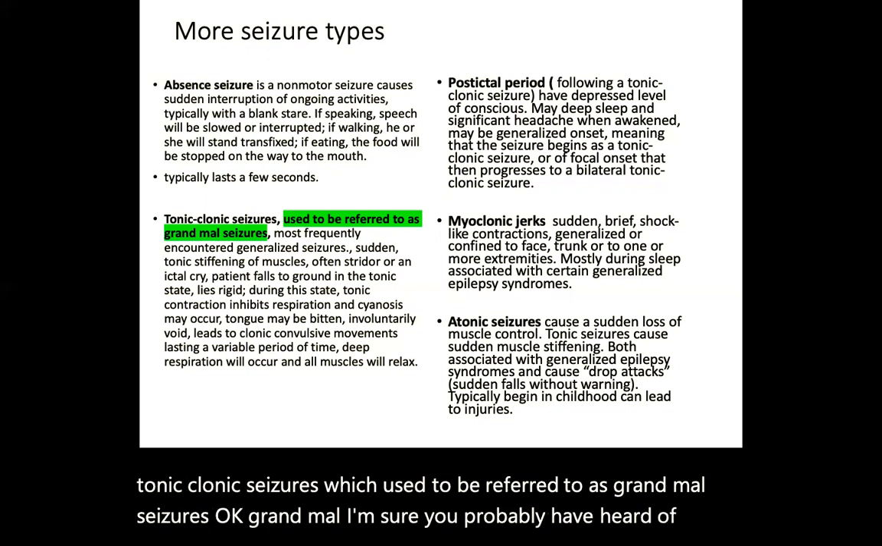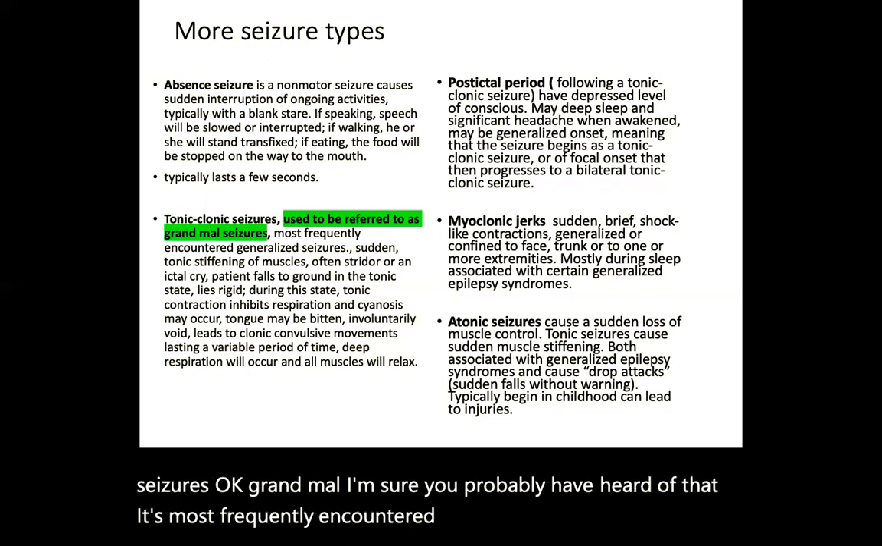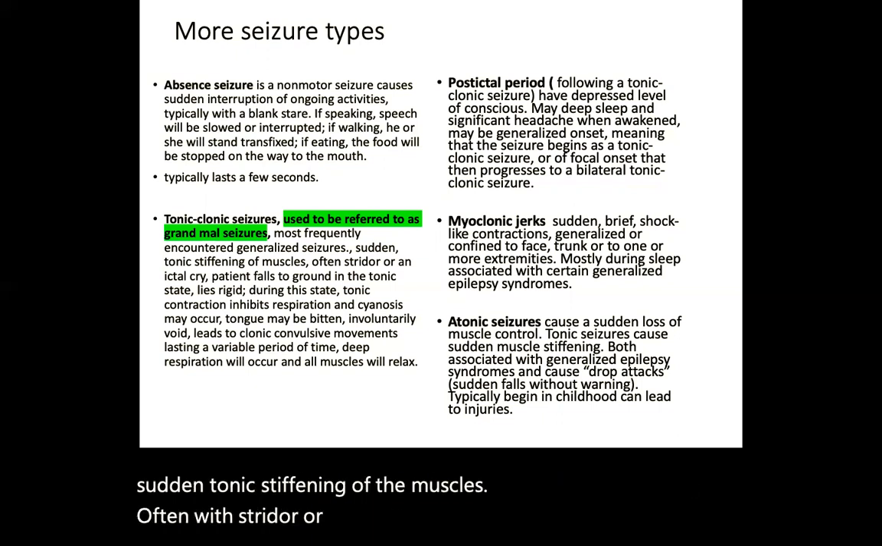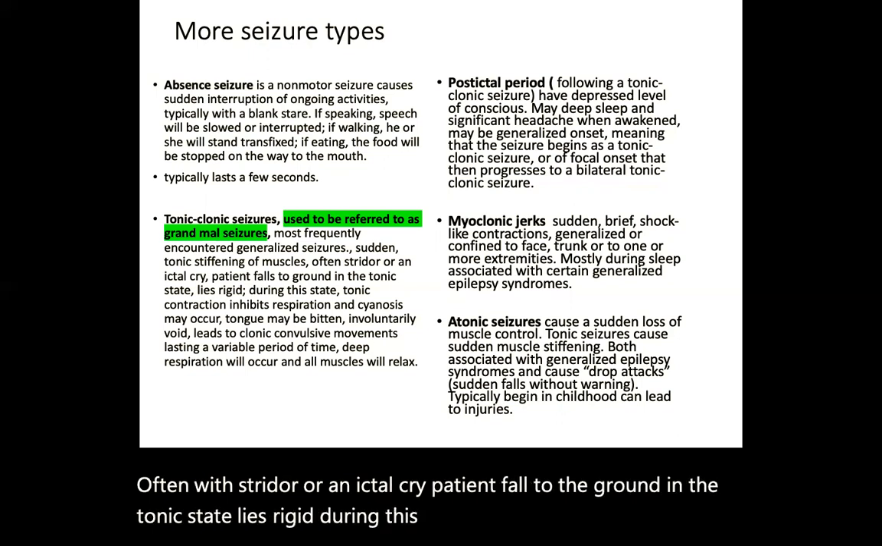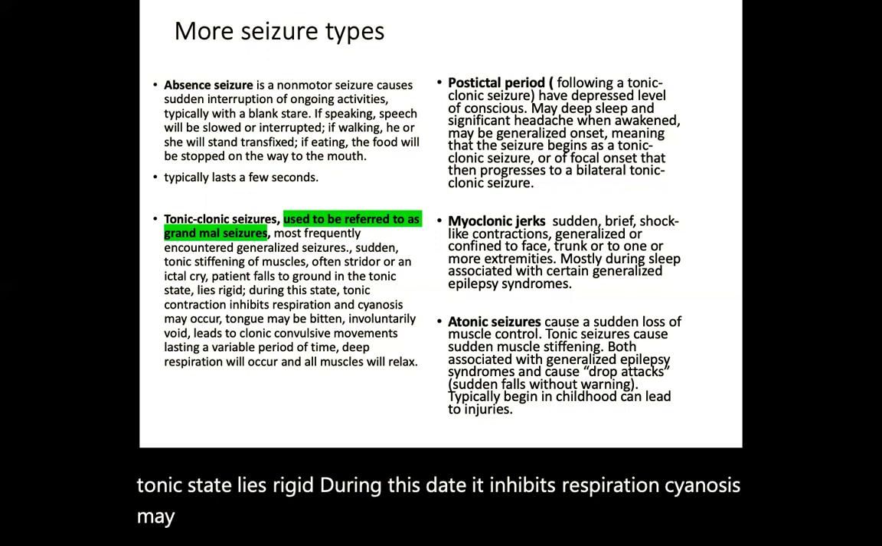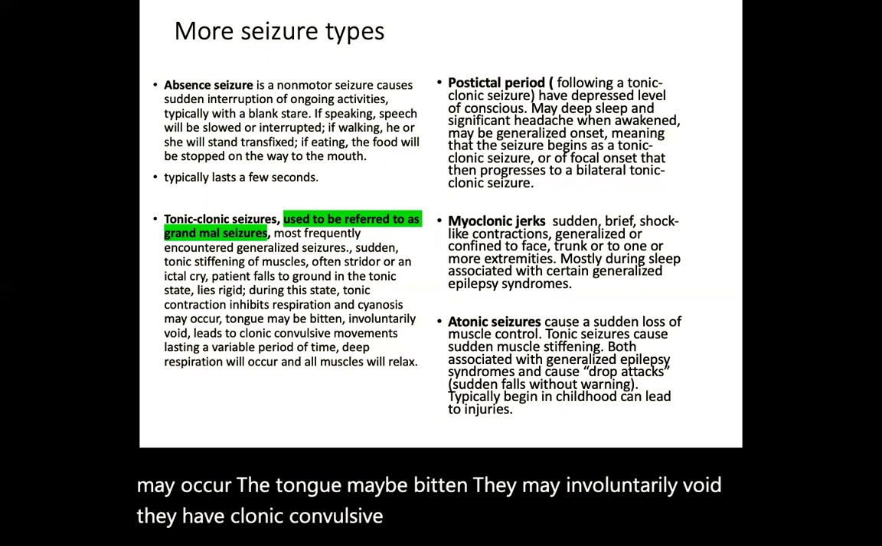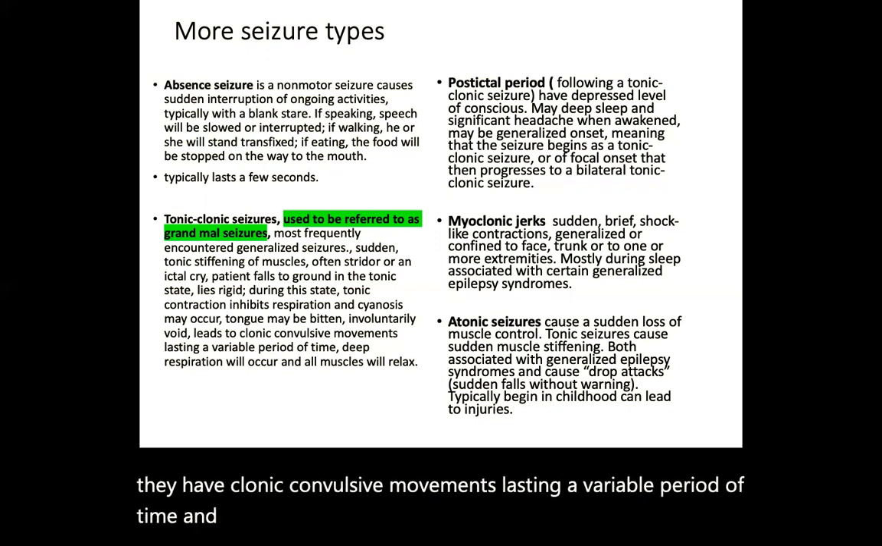It's most frequently encountered in generalized seizures. It's a sudden tonic stiffening of the muscles, often with stridor or an ictal cry. Patients fall to the ground and the tonic state lies rigid during the state. It inhibits respiration and cyanosis may occur. The tongue may be bitten. They may involuntarily void. They have clonic convulsive movements lasting a variable period of time, and deep respiration will occur, and all muscles will then finally relax.